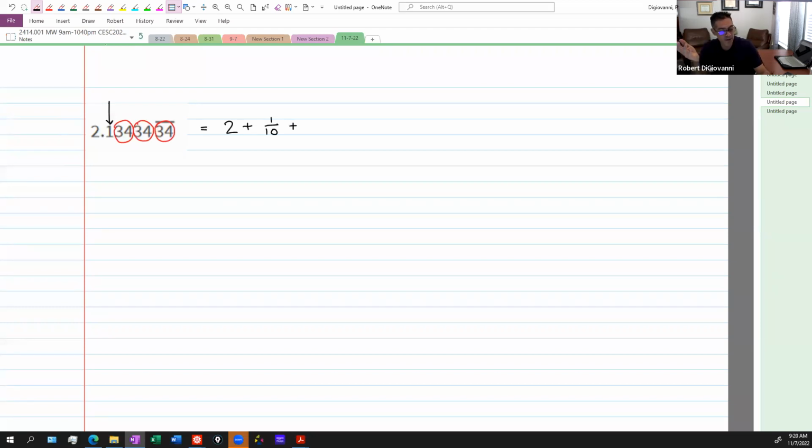So when I do this next part, I'm going to count what position I'm in. This is tenths, hundredths, thousandths. So that means I have 34 thousandths plus, now where am I? Thousandths, ten thousandths, hundred thousandths. So then 34 hundred thousandths.